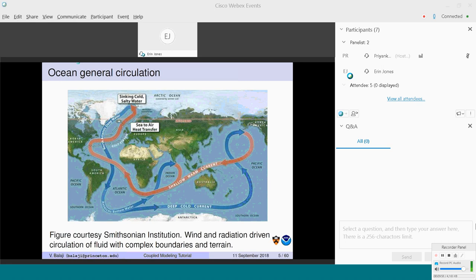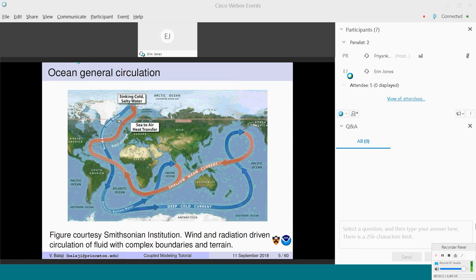So it's driven by the wind, it's driven by the spinning of the sphere, and it's driven by heat transport. If you have wind and radiation and heat transport, enough fluid, and you give it this complex set of boundaries, this is the circulation you'll get. You can model this. You can run a model, give it the shape of the components, and it will do this for you.